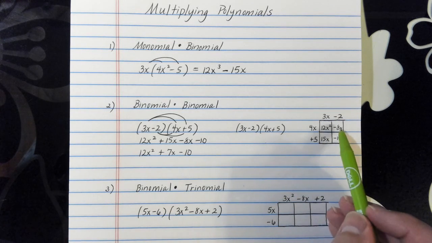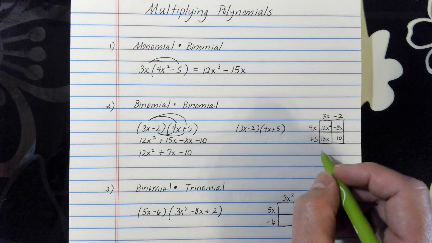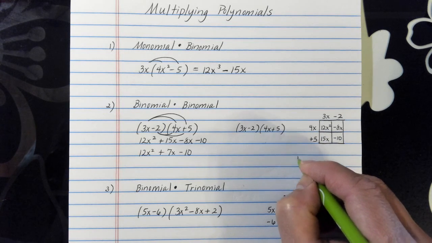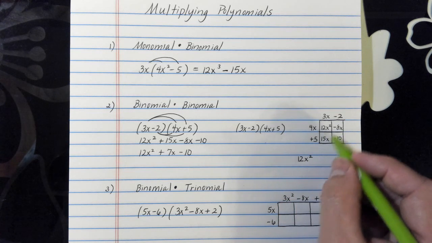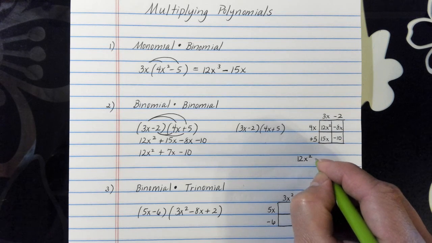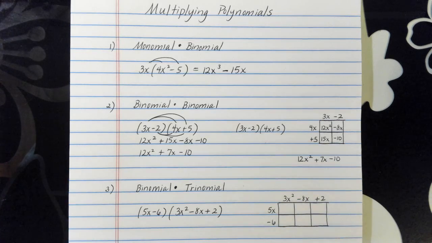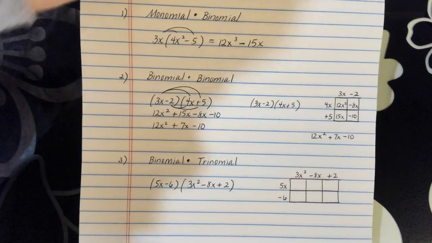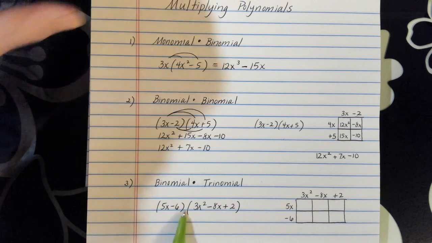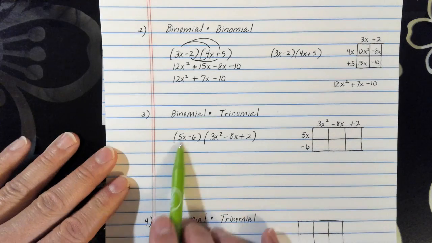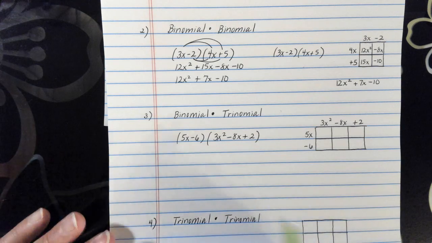The nice thing about box method is like terms almost always are diagonally across from each other. When you're writing your final answer, you start with the highest exponent, which is 12x squared, and combine those, positive 7x, and then negative 10. This is more of a pre-algebra concept. This is like first year algebra concept, and then this is what most of your problems would look like. Binomial times trinomial, that is advanced algebra.